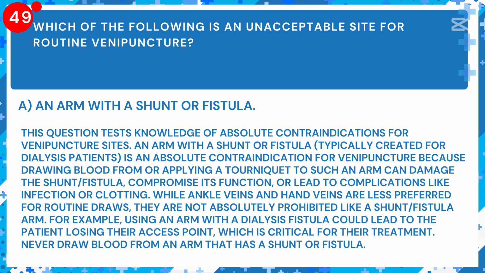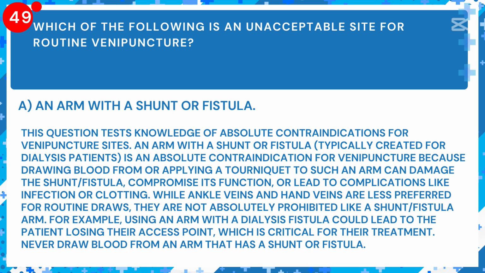Answer: A. An arm with a shunt or fistula. Explanation: this question tests knowledge of absolute contraindications for venipuncture sites. An arm with a shunt or fistula, typically created for dialysis patients, is an absolute contraindication for venipuncture because drawing blood from or applying a tourniquet to such an arm can damage the shunt/fistula, compromise its function, or lead to complications like infection or clotting.